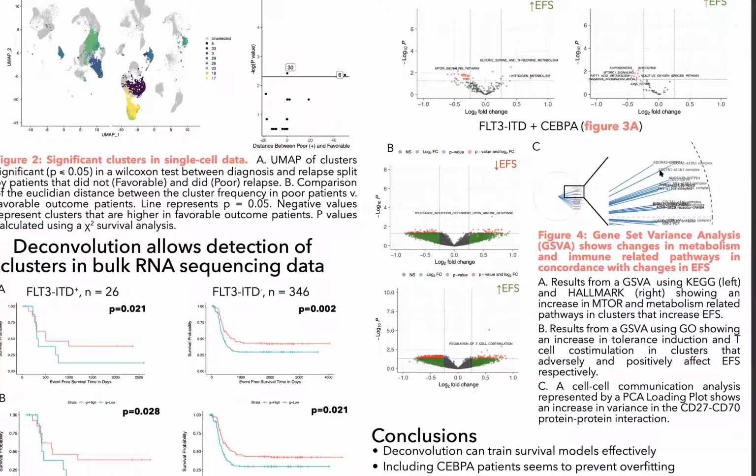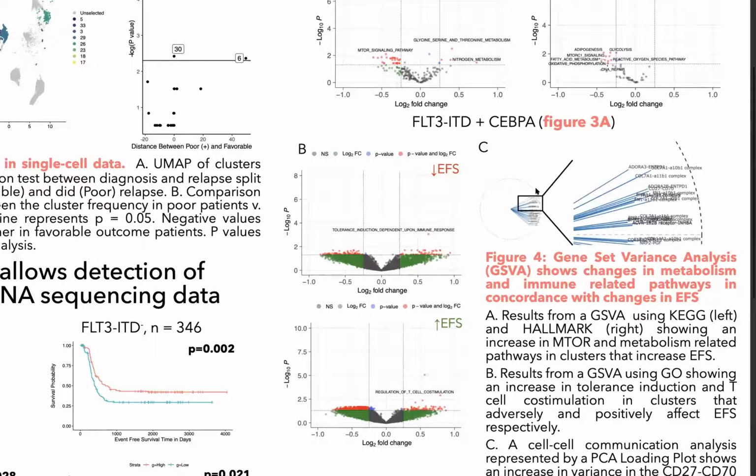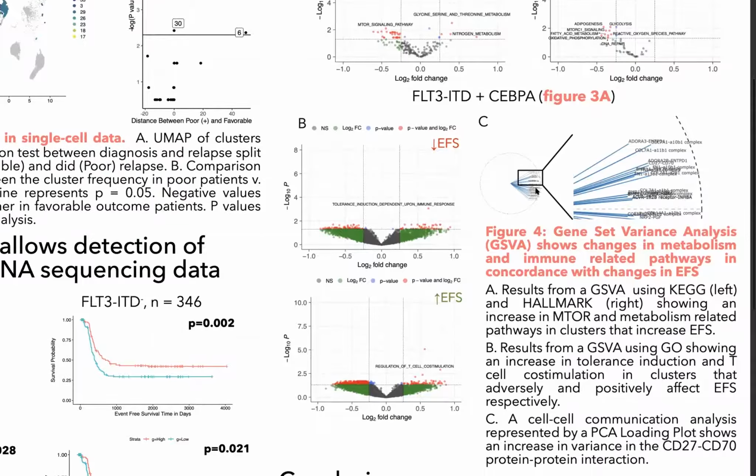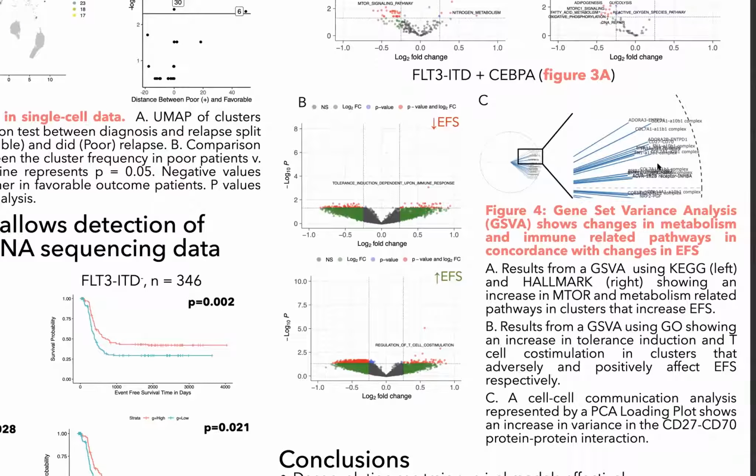Then what we have been experimenting with is a cell-to-cell communication analysis tool. And here is a PCA loading plot, and you can see an increase in variance in CD27 and CD70, which might illuminate that we're looking at some kind of immune cell interaction, but we're not capturing the whole thing because we're only looking at the cancer cells. We're not looking at the immune cells.